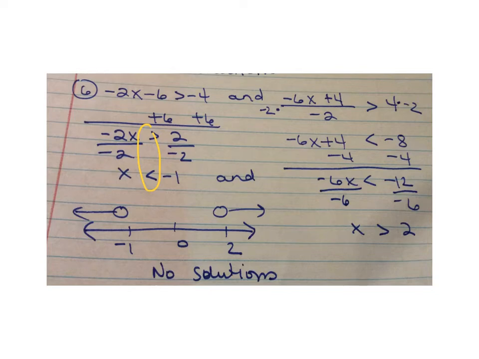And on the right problem, again, I had to divide both sides by negative 6, so I had to flip the sign. When I graphed it, we're going the opposite way. And because it's an and I'm looking for overlap, and I had no overlap, the final answer was no solutions.